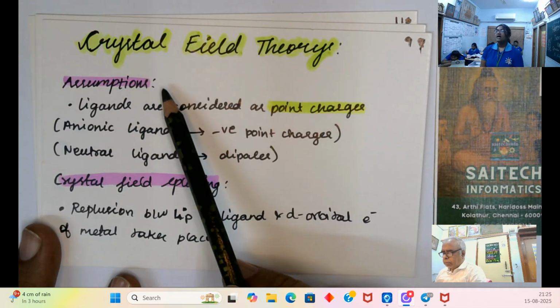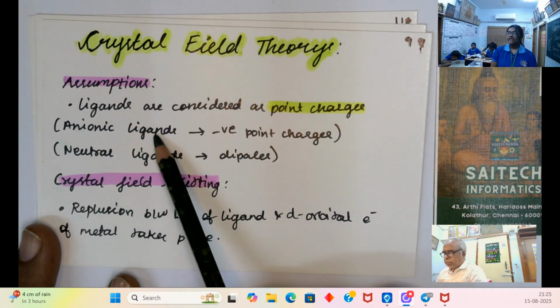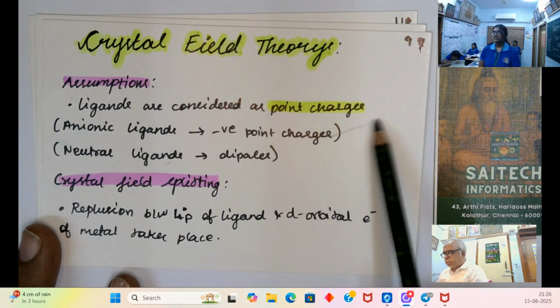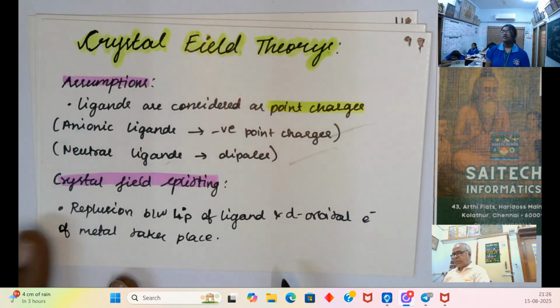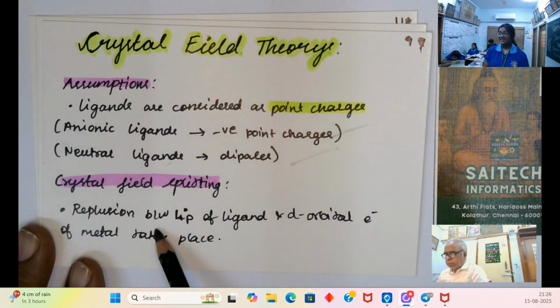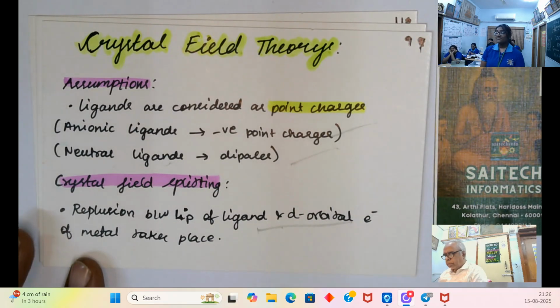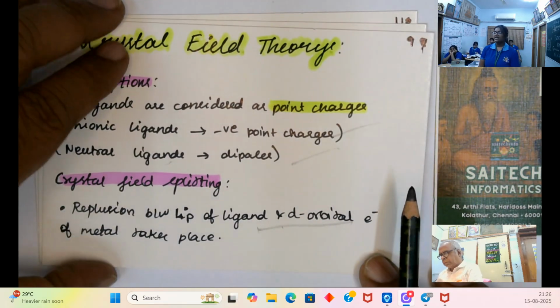Crystal field theory. Assumptions: ligands are considered as point charges. Anionic ligands give negative point charges. Neutral ligands are dipoles. Crystal field splitting: repulsion between the ligands and the d orbital electrons of the metal takes place.